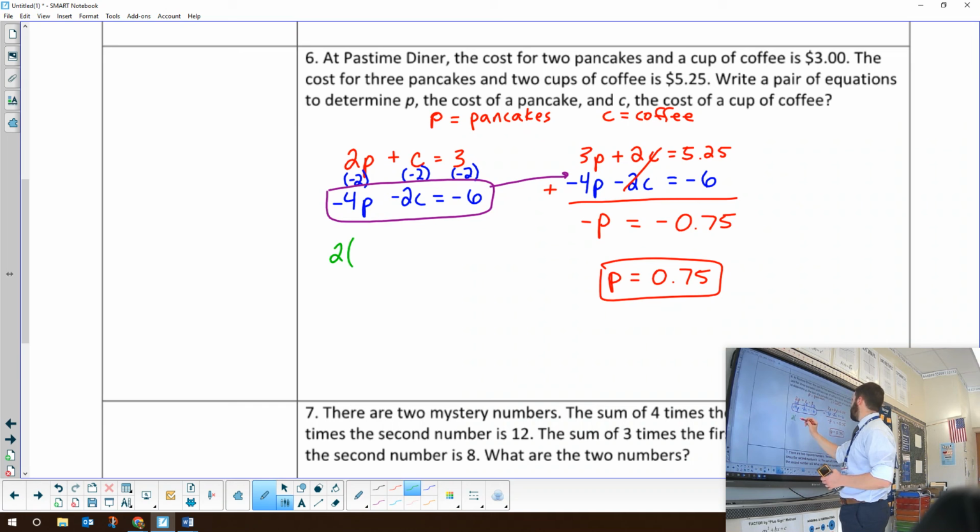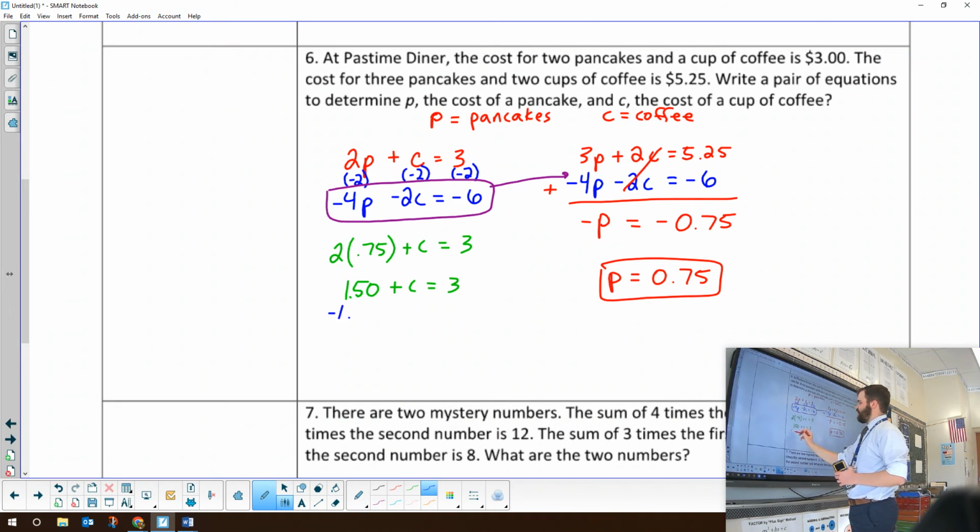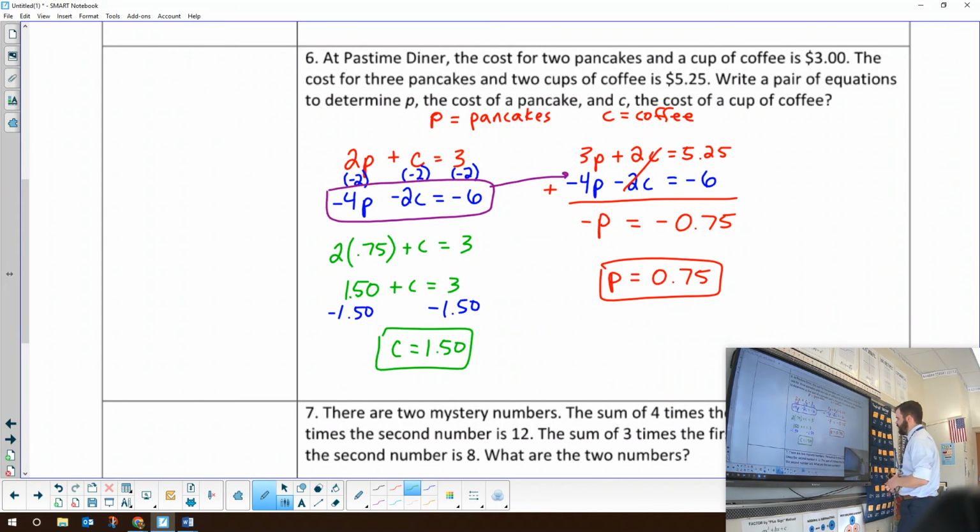We'll go 2 times 0.75 for my pancakes, plus c equals 3. That's going to be $1.50. If I minus $1.50 to both sides, we're going to end up with a cup of coffee equals $1.50. Okay? So each pancake is 75 cents. Each cup of coffee is $1.50. Okay, let's go ahead and finish this out.